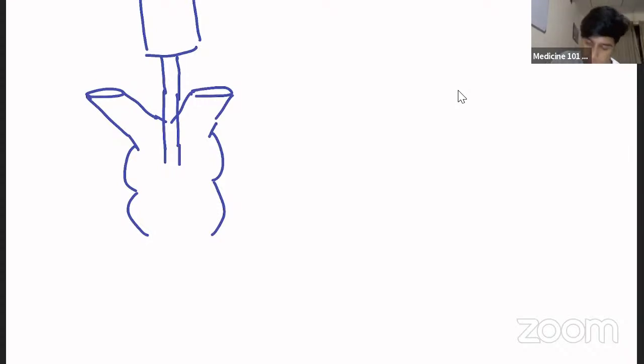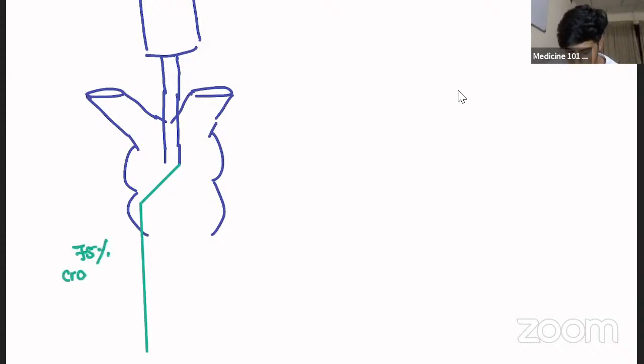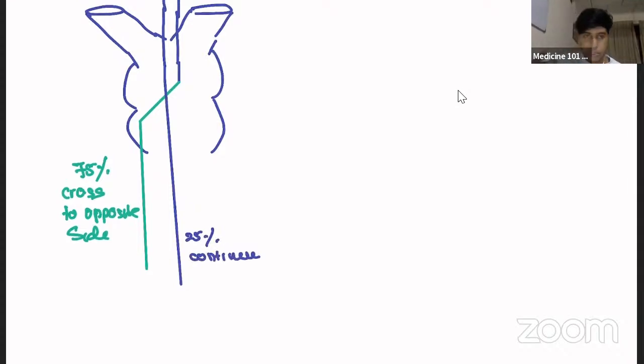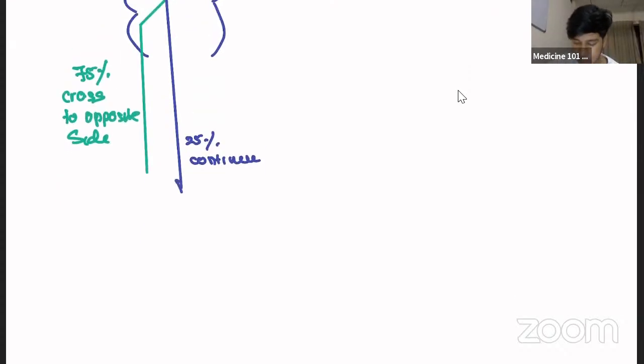Now, something happens in the pyramid, which is very important. 75% of these fibers will cross to the opposite side, while the remaining 25% go along the pathway it came. So the ones that went along its pathway will supply the axial muscles, while the ones that crossed to the opposite side will supply the limbs.